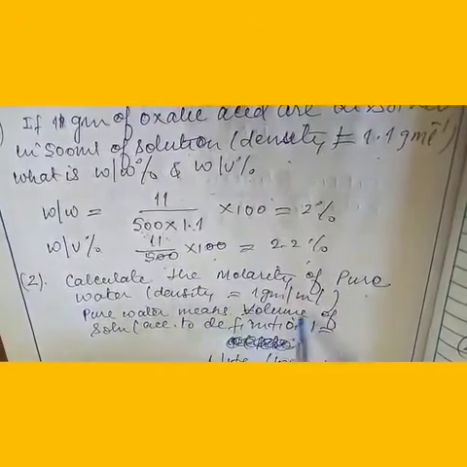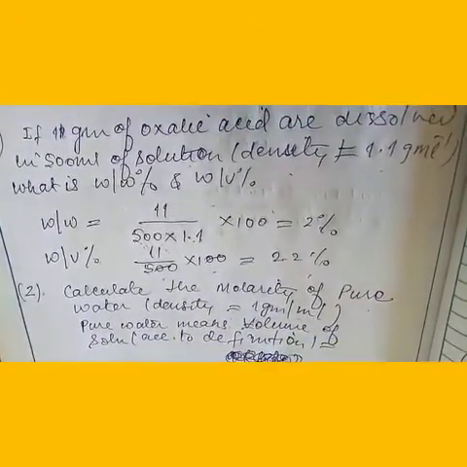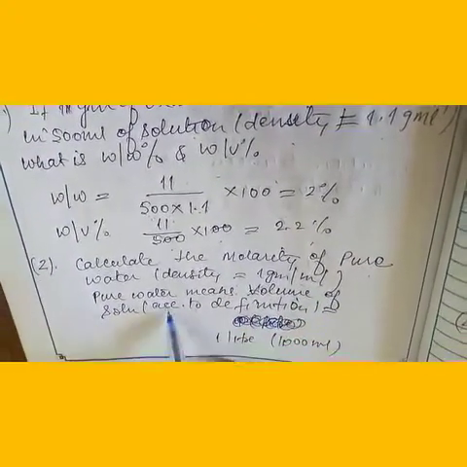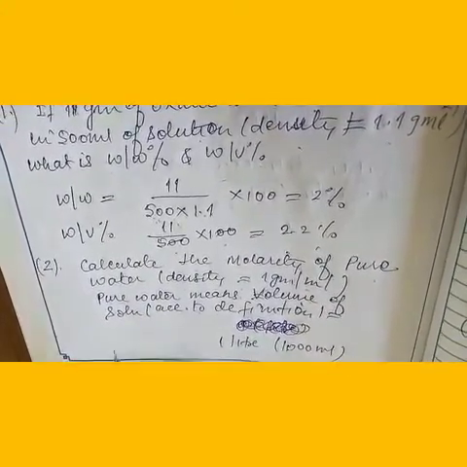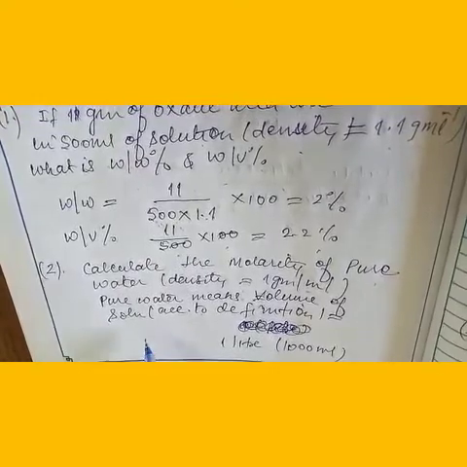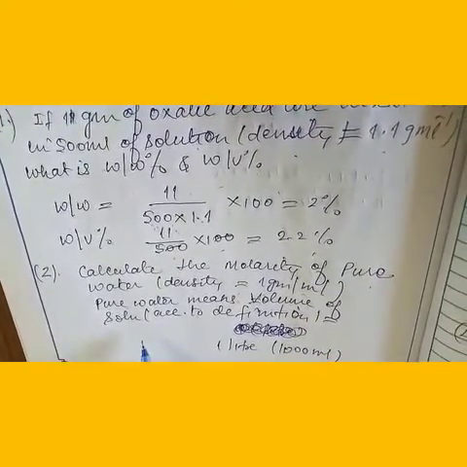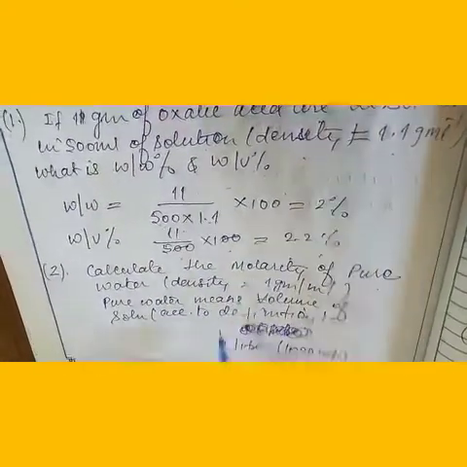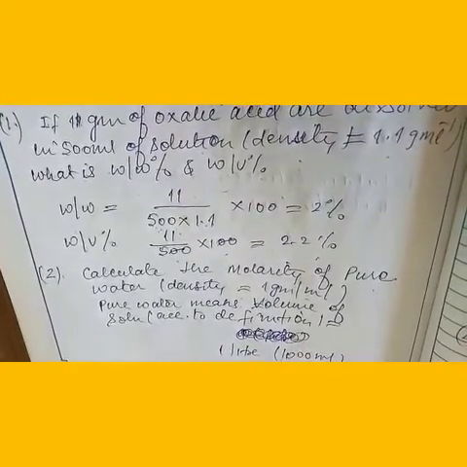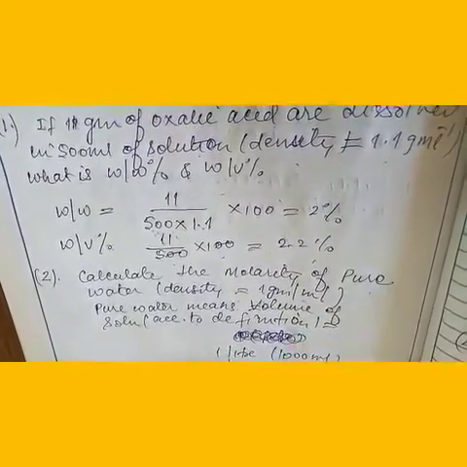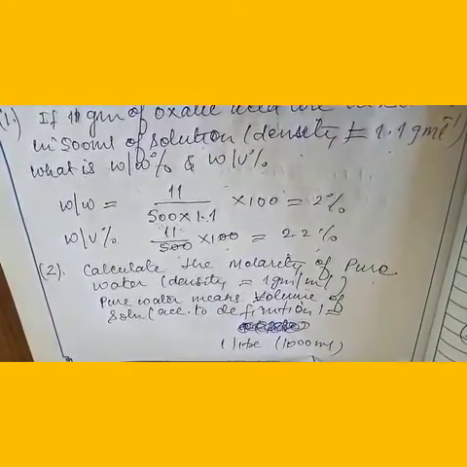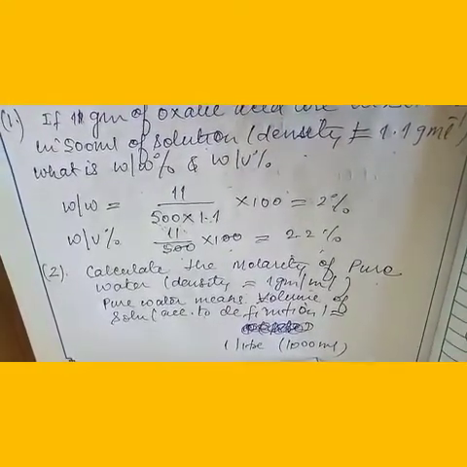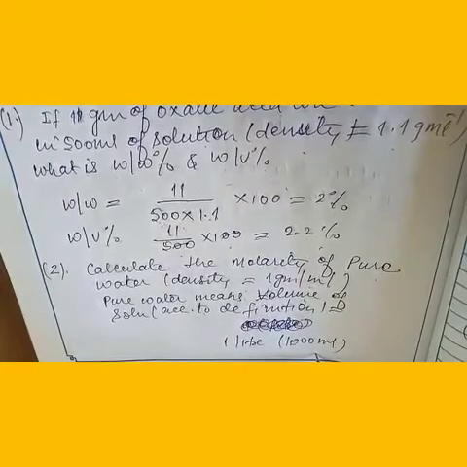1 gram per ml. This is the density of water. Pure water means nothing, only water is there. So on the basis of the definition of molarity, the number of moles of solute present in 1 liter of solution. Here the solute and the solvent is only one, this is water. So the volume of the solution is 1 liter, means 1000 ml. In this way we calculate the weight of the solvent, means water.